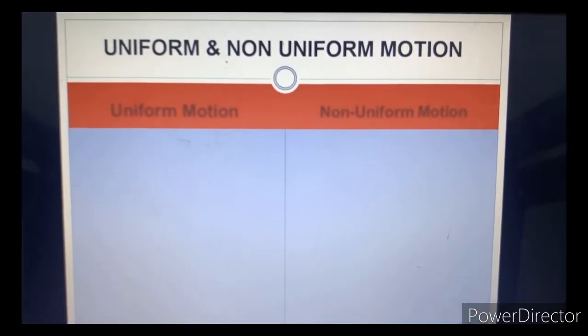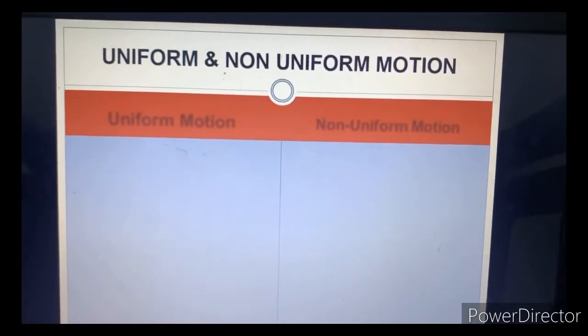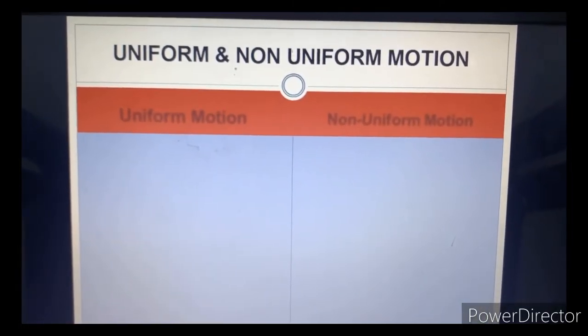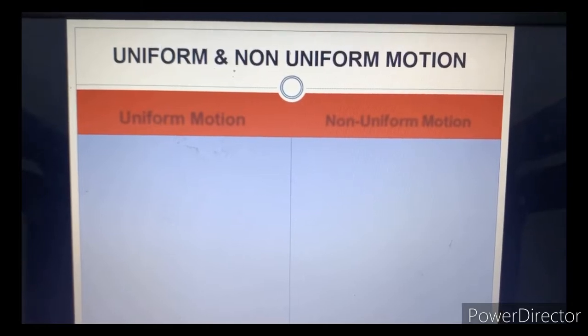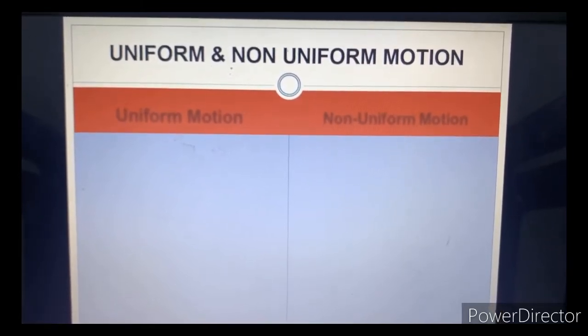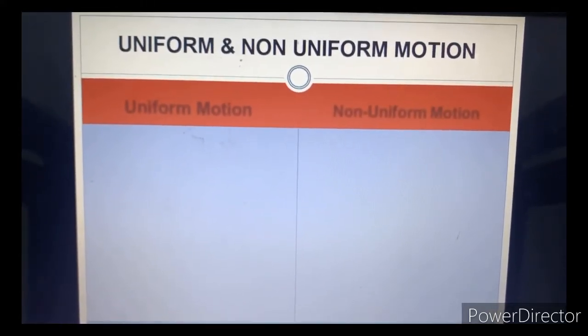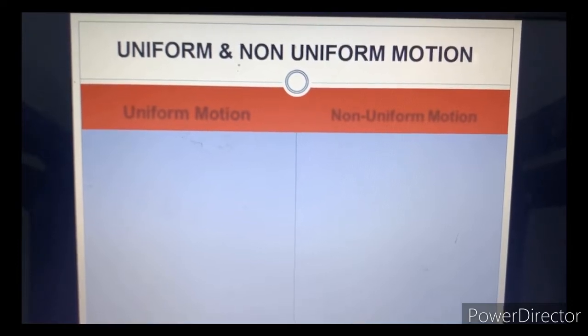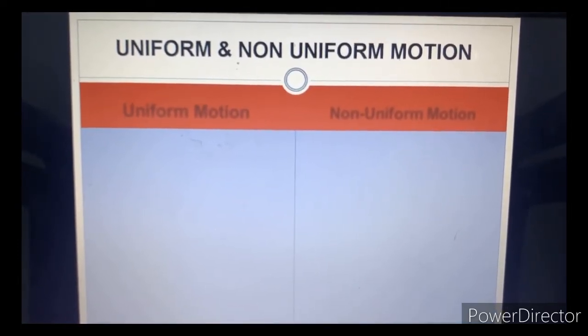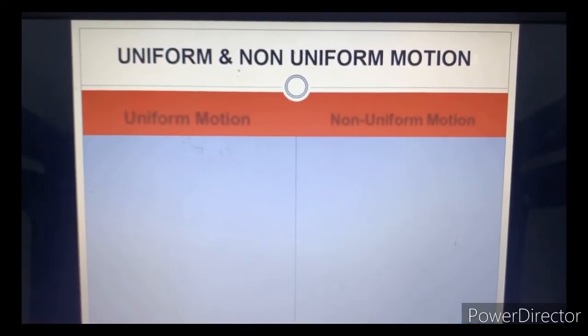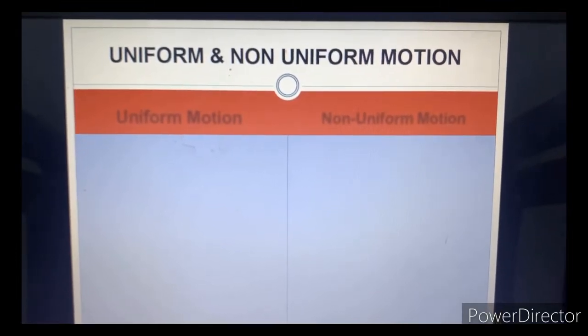Session of this chapter, motion. So till now we have studied motion and its definition, measurements, standard units, speed and time. So today we are going to study a new topic called uniform and non-uniform motion.